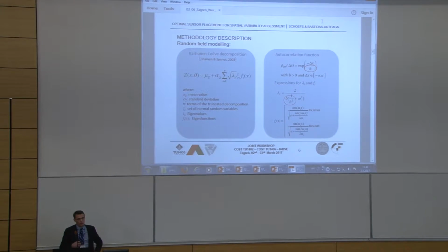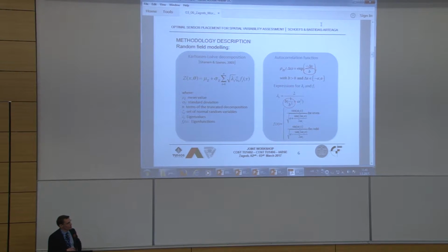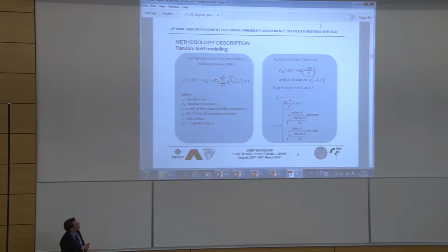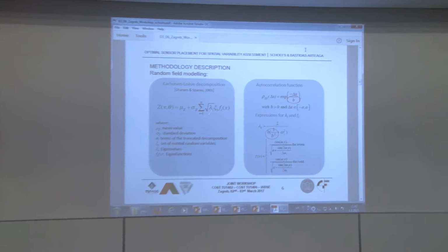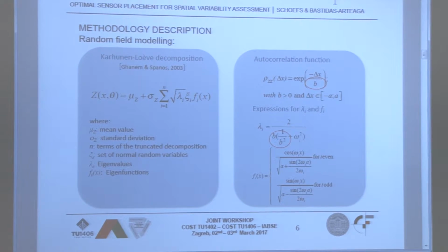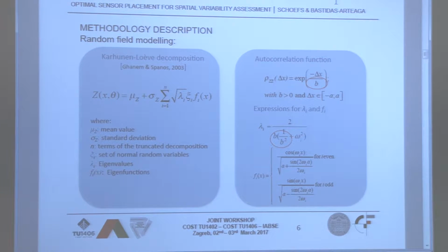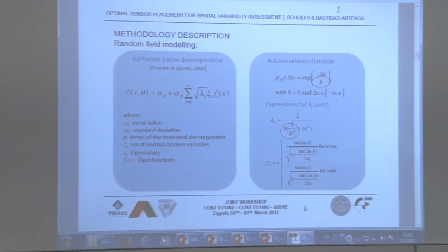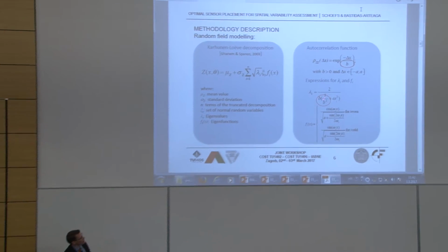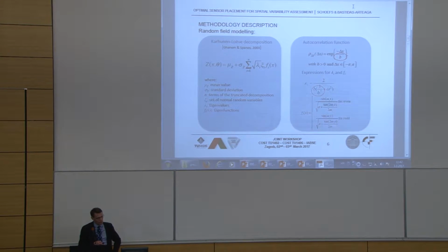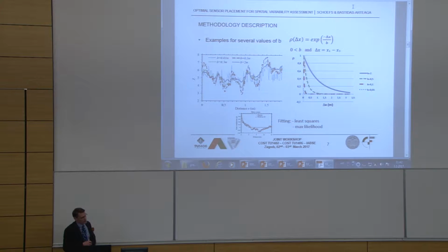To produce the Monte Carlo simulation, we use the Karhunen-Loève expansion. So we know the mean value, the standard deviation, and some coefficients. And in these cases, the autocorrelation takes this form. So we have an explicit formulation of the eigenvalue and the eigenfunction, where the autocorrelation coefficient B plays a role in the eigenvalue. I will tell more about that.